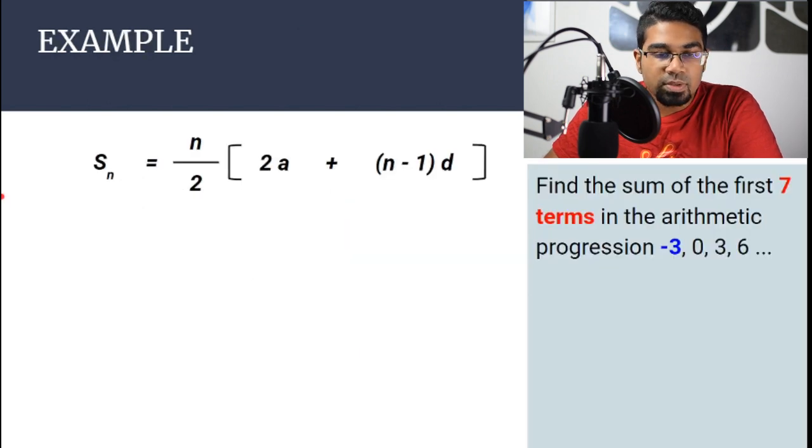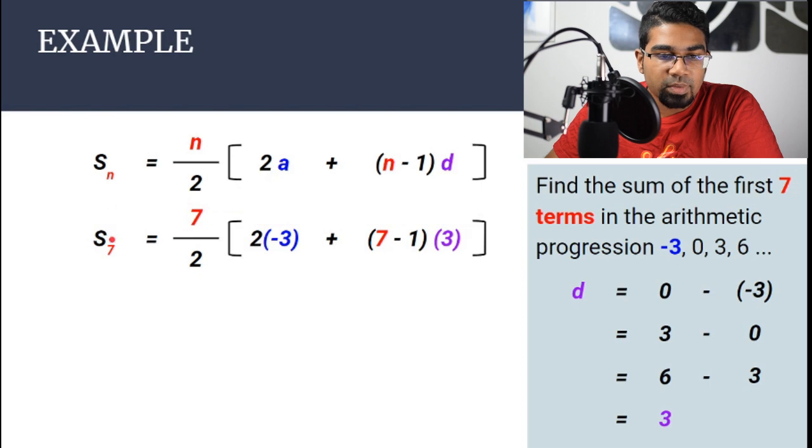Let's apply the formula using an example. Sn is equal to n over 2, 2a plus n minus 1 d. Find the sum of the first 7 terms in the AP. We're using the same AP again. So let's look at the sum of the first 7 terms. Now n here is 7. So substitute n with 7.